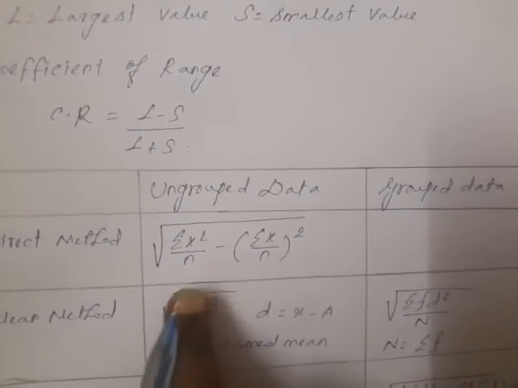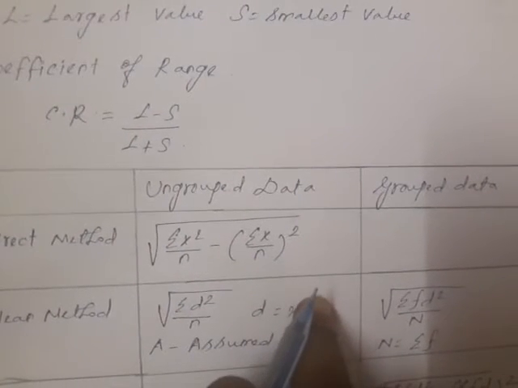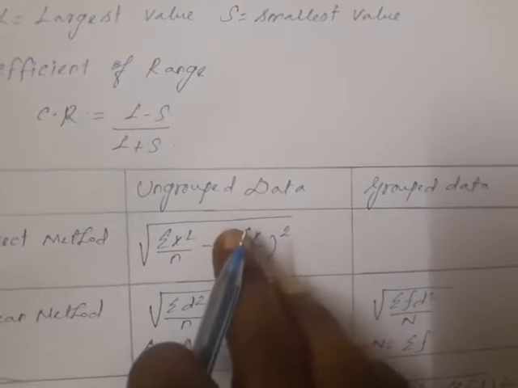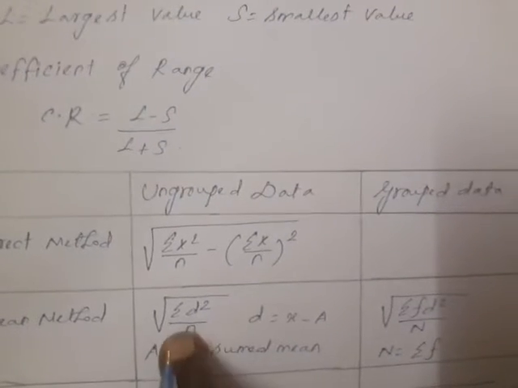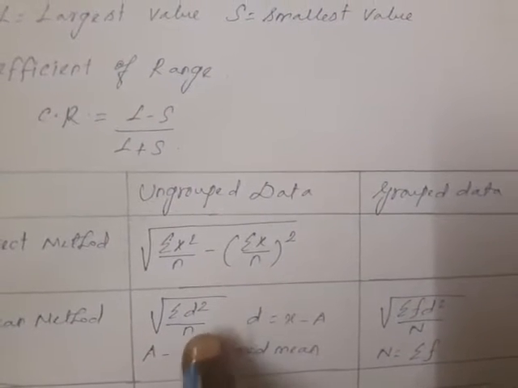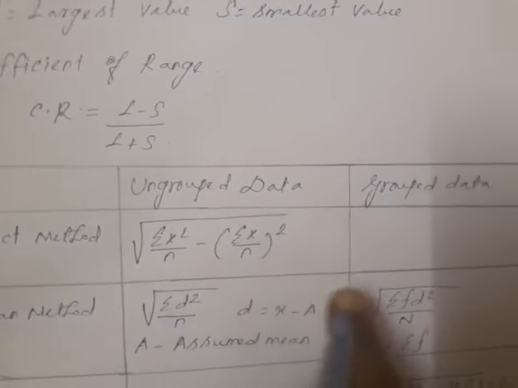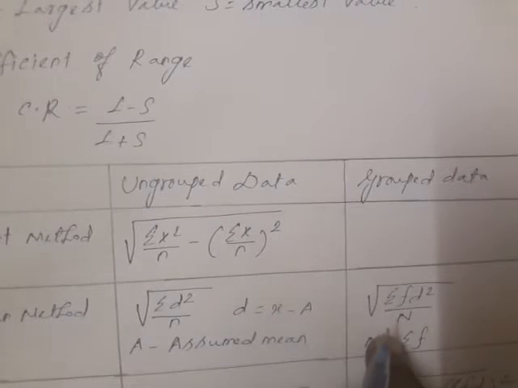Root of sum of d square by n. Here d represents x minus a. Okay, so now you may be confused. We will see the example and it will be easily understood. So the mean method: root of sum of d square by n. Here d is equal to x minus a, and a is the assumed mean. So the same thing for grouped data means sum of f d square by capital N.